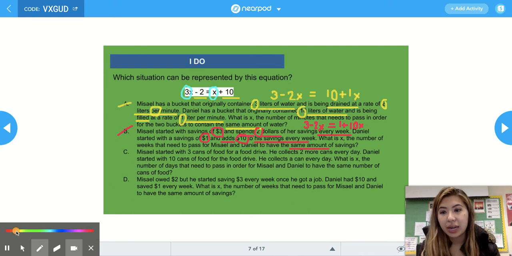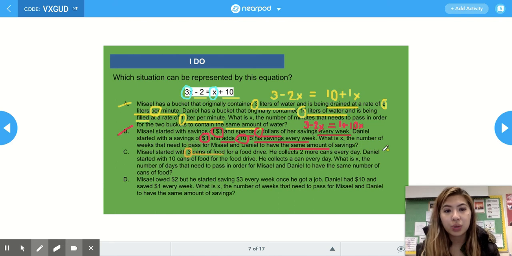Now we're going to look at answer choice C. It says Misael started with 3 cans of food for a food drive, so 3 is going to be our constant. He collects 2 more cans every day, so the keywords are more and every. So 2 is going to be the slope or the coefficient because of the keyword every, and more means that we're going to be adding. Now, again, I'm just using X to represent the number of days.